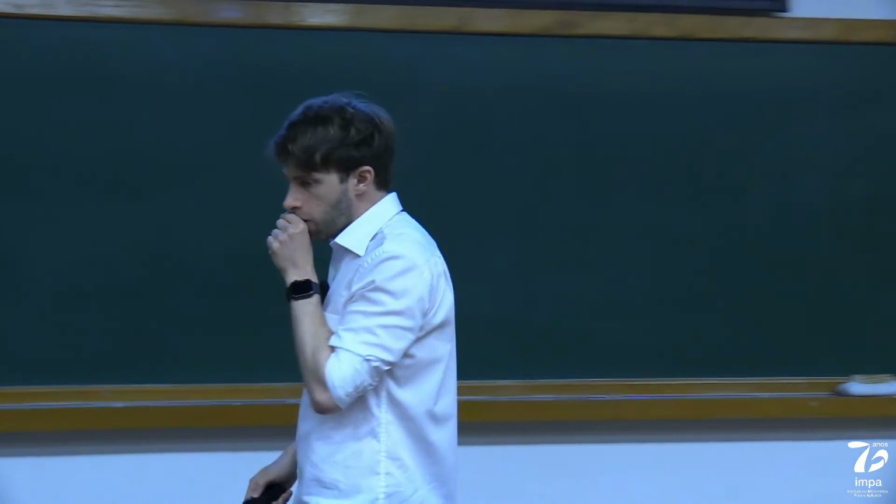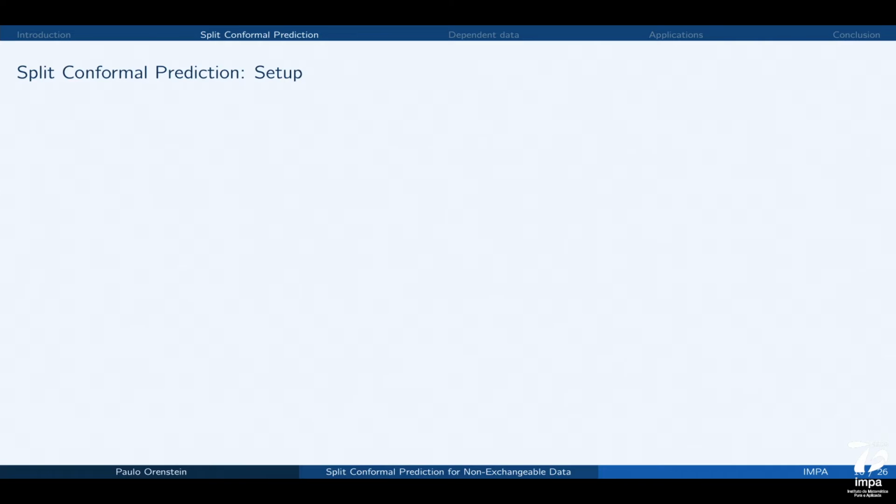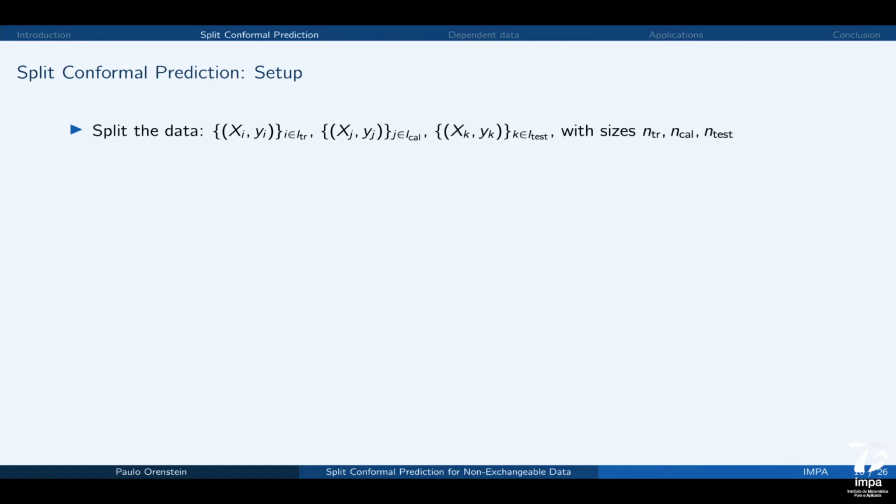OK. Sorry. How do we create this interval C, the set C? This is when I want to tell you about this algorithm for creating C. It goes like this. The first thing we'll do is split our data into 3 parts. We're actually going to partition the data. So I'm going to have some training data, x_i, y_i, some calibration data, x_j, y_j, and some test data, x_k, y_k.